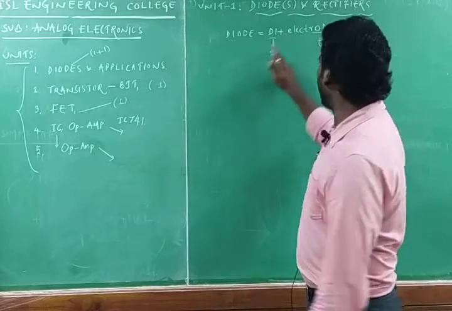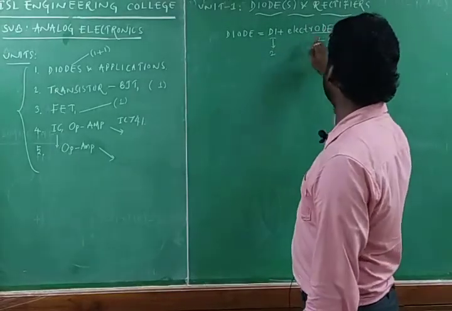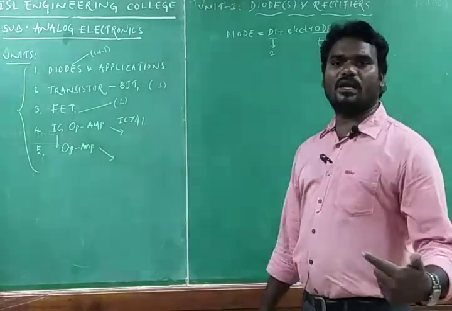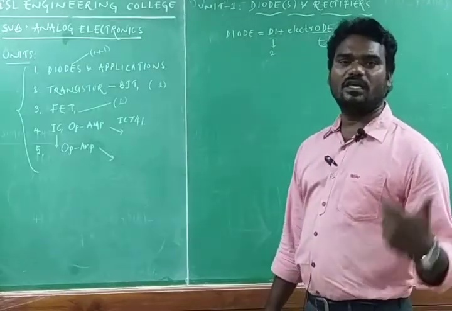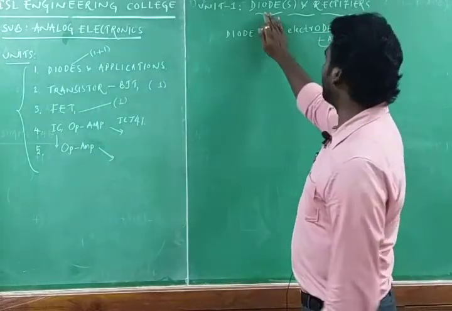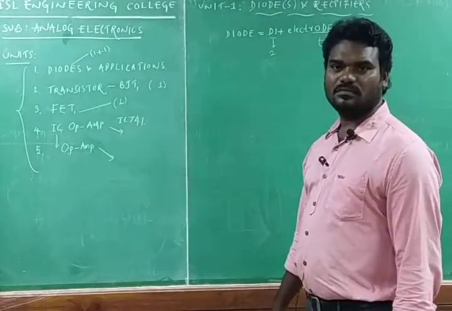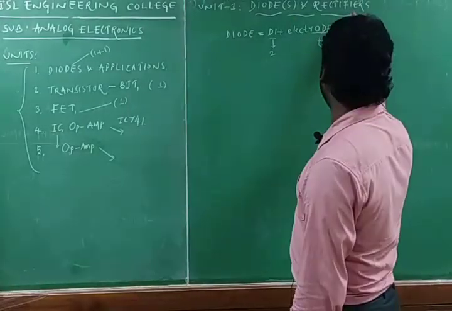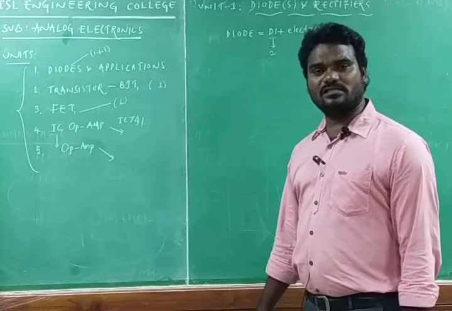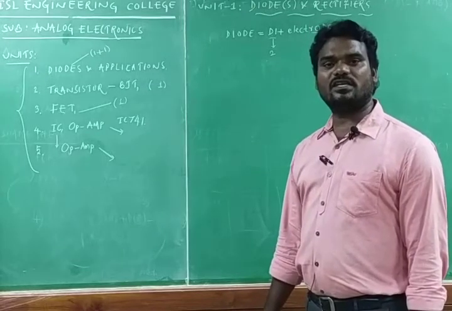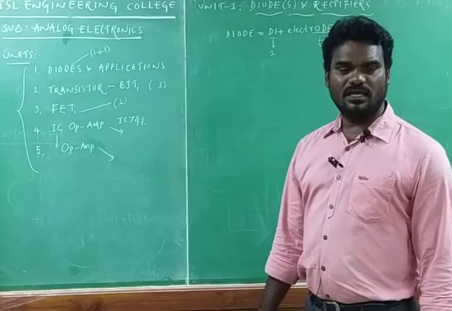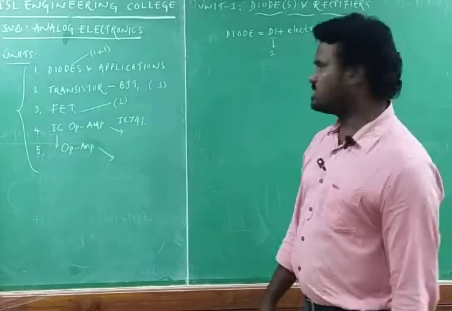Diode stands for di plus electrode. Di means two, and electrodes are the anode and cathode, so an electronic component which has the two electrodes named anode and cathode is called a diode. One of the best applications of a diode is rectification, that is, the diode acts as a rectifier. Rectification is the process of converting AC to DC.